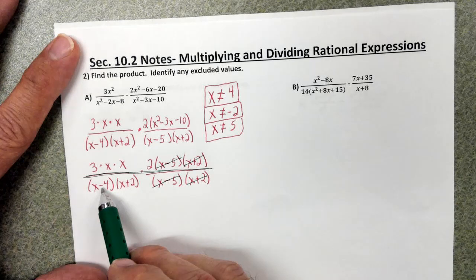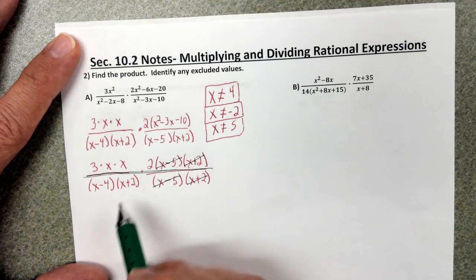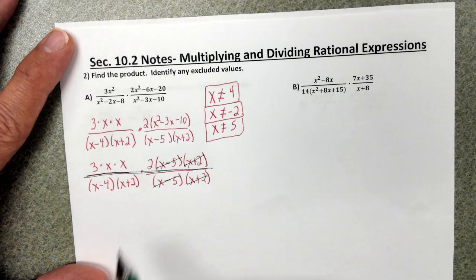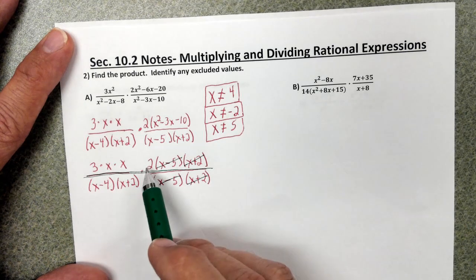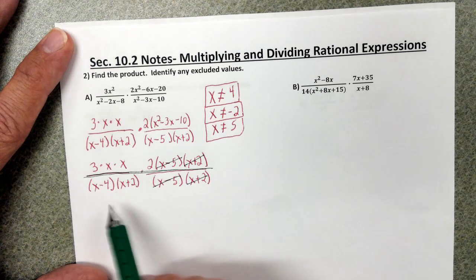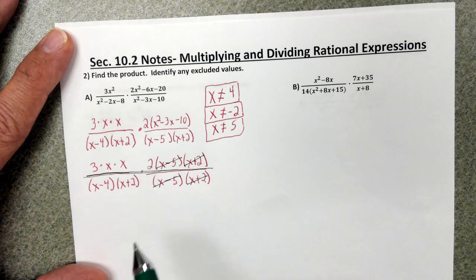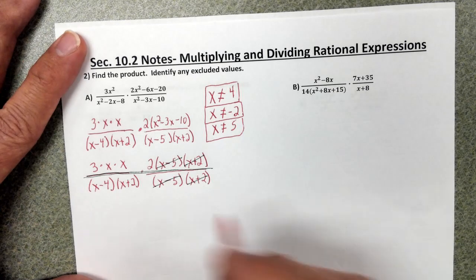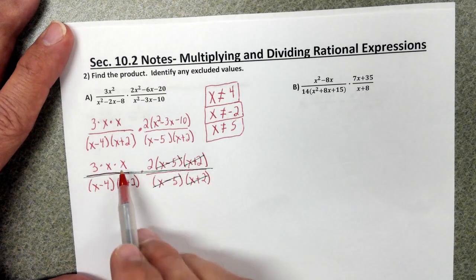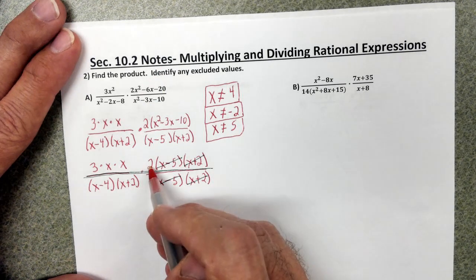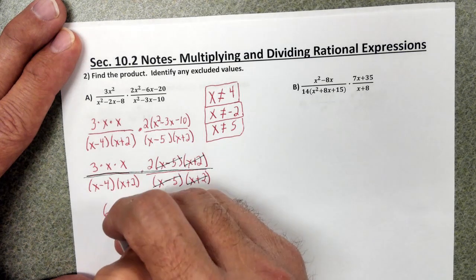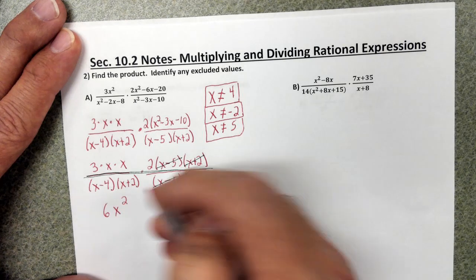Now I've got an x minus 4. There's no x minus 4s on top. I've got an x plus 2. There's no additional x plus 2s on top, so I can't cancel that. I've got a 2 on top and a 3 on top. Nothing there. X and an x, nothing there. So now that we've simplified all of our common factors, all we're going to do is multiply what is left back together. So I'm going to go 2 times 3, that gives us 6, and then x times x, and that leaves us with x squared.